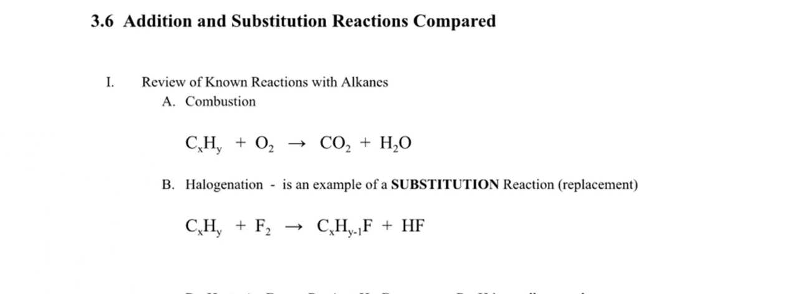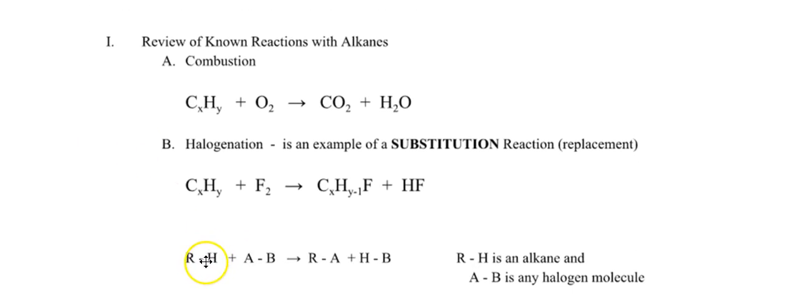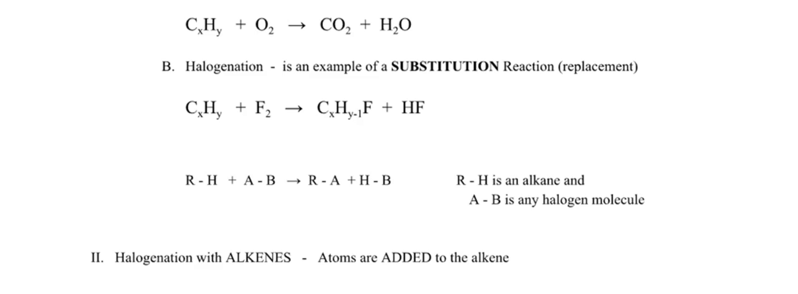The hydrogen of the alkane leaves and joins up with B, and the A joins the carbon group, okay? Write this down: you have two products. Remember that from Chapter 2. Big deal, because we're going to find out with alkenes that atoms are added to the alkene, and write this down, you only have one product with addition. So that's an easy way to tell what you're dealing with. Substitution has two.